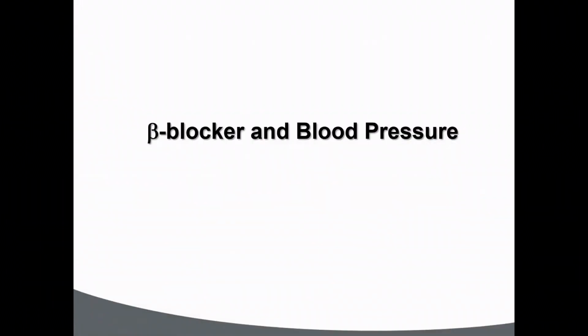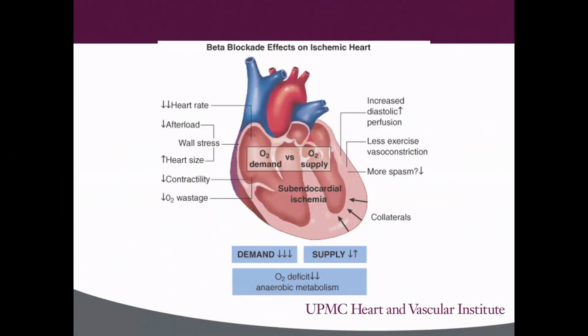So we'll talk about beta blockers and blood pressure next. So in terms of beta blockers, they have multiple effects on the heart that are beneficial for patients with coronary artery disease. They decrease the heart rate, as we know. They decrease afterload, decrease contractility, and can cause less exercise vasoconstriction. The main gist here is that they decrease your oxygen demand. So if someone has blockage or has just had stents put in, you really want to limit the demand as much as possible, and that's what beta blockers can do. They can help to relax or calm down the heart.